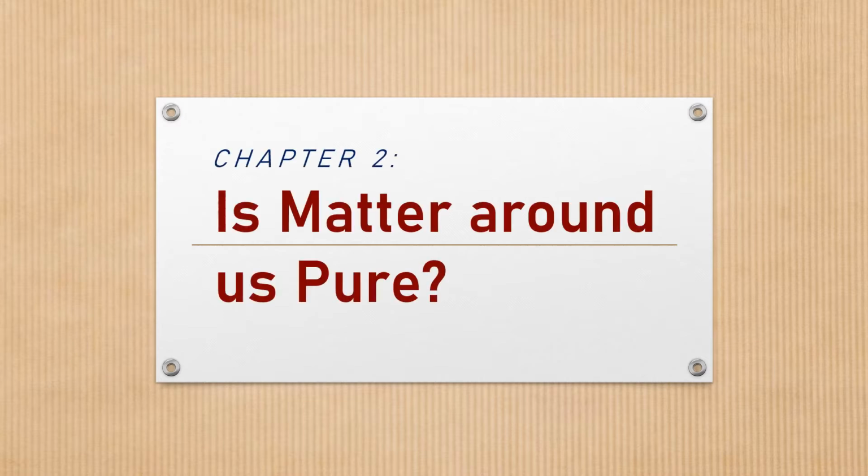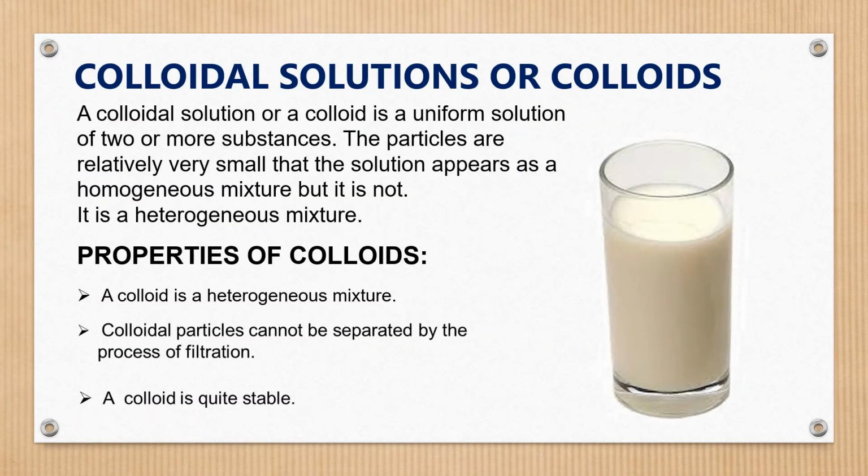Is matter around us pure? In this chapter, we know what a solution is and what a suspension is. And today we are going to study what a colloidal solution is. Colloidal solutions or colloids: a colloidal solution or a colloid is a uniform solution of two or more substances.